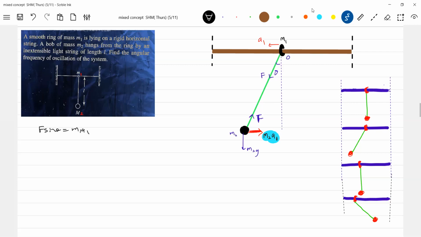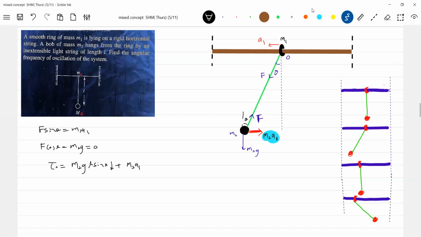Now, similarly, let's come for the y-axis: F cos theta. I'll release it, no? F cos theta minus M2G equal to 0. This will be theta. Then let's go for torque about point 2. Torque of M2G will be M2G L sine theta. The length of the string is L.